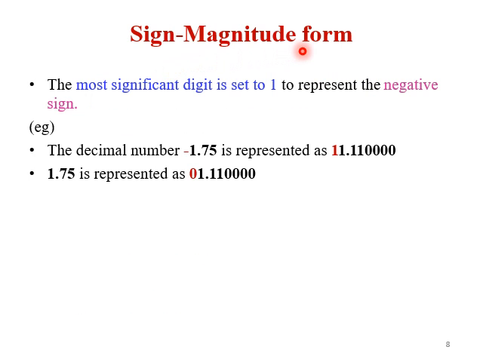Now in sign magnitude form, the most significant digit is set to 1 to represent the negative sign. For example, I am representing minus 1.75. The red one here represents the negative sign, and for 0.75 the binary is 1100, and for 1 it is 001. So I am representing it here as 1, and this red one represents minus. Similarly, positive 1.75 is represented with a 0 for the sign, and 1.1100 and so on, right?